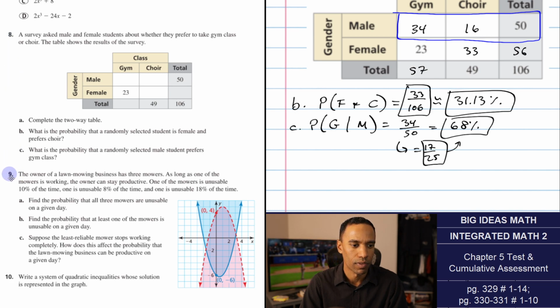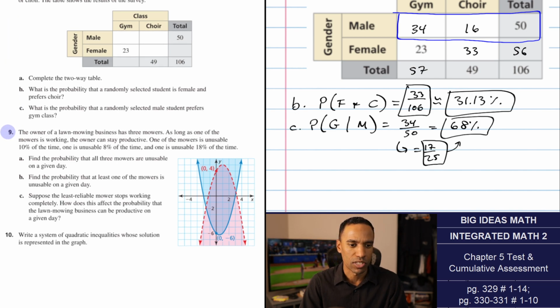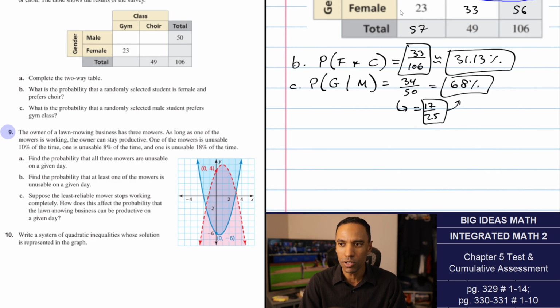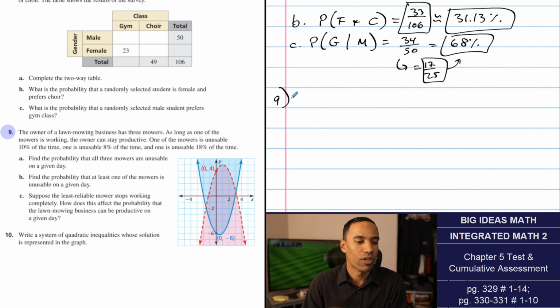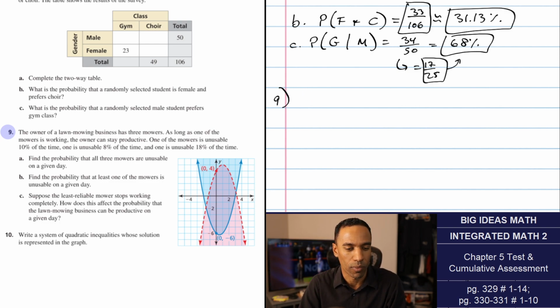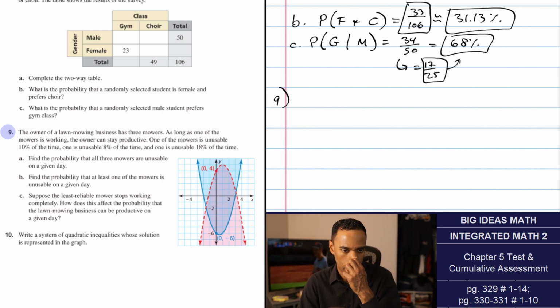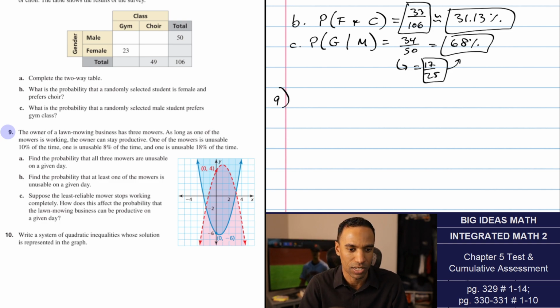2 more questions. The owner of a lawn mowing business has 3 mowers. There's a lot of statistics questions within the cumulative assessment. And that's good. It's fine. It's just interesting. Okay. The owner of a lawn mowing business has 3 mowers. As long as one of the mowers is working, the owner can stay productive. One of the mowers is unusable 10% of the time, one is unusable 8% of the time, and one is unusable 18% of the time.